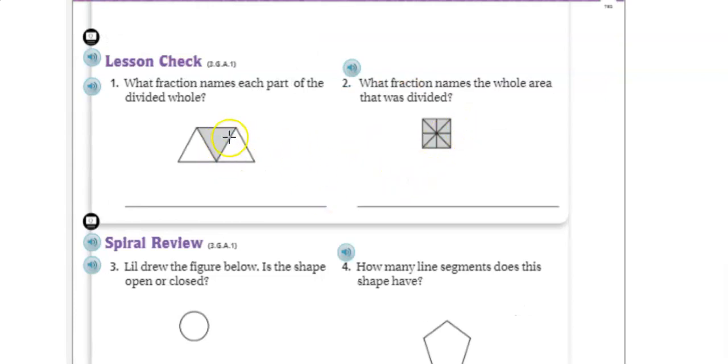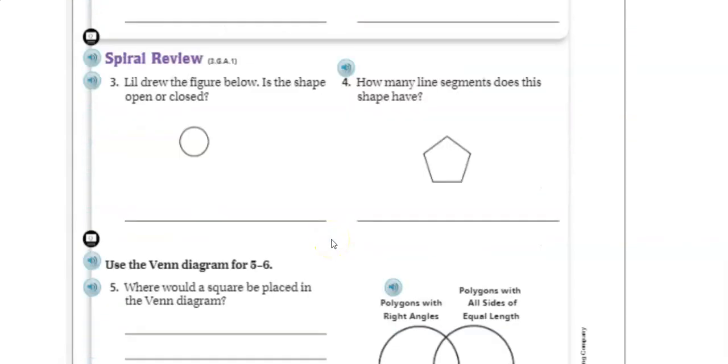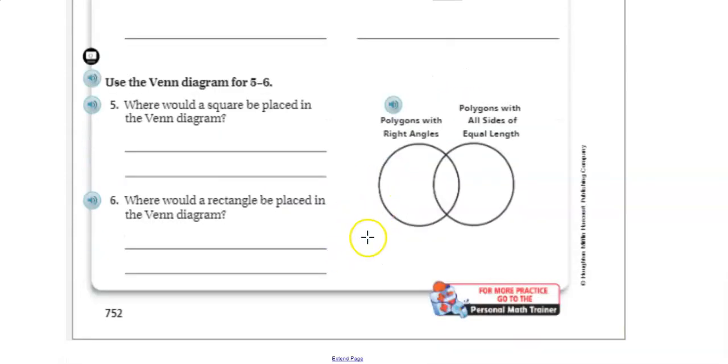The lesson check. Name the part that's shaded. 1/3. You have 8/8, which is shaded. That names all of it. Lil drew the figure below. Is it open or closed? It's closed. This is 5 line segments to create a pentagon. In the Venn diagram, where the 2 circles overlap would be the place where the square would be placed. And then where would a rectangle be placed? It would be placed in the circle labeled polygon with right angle right here. All right.